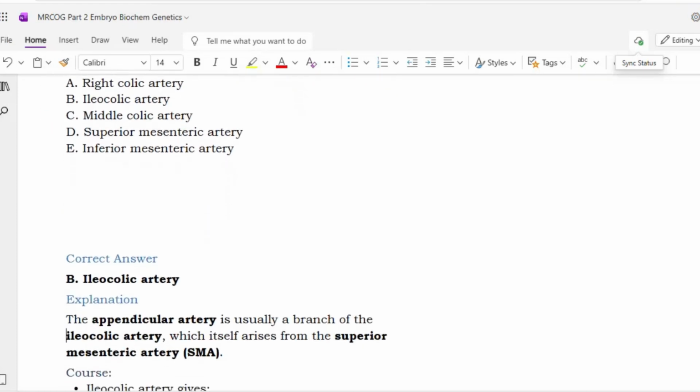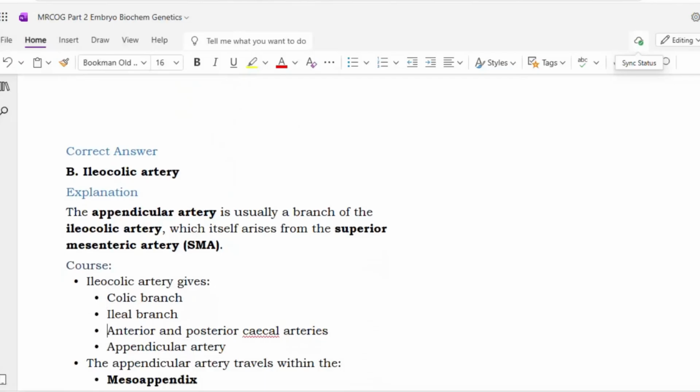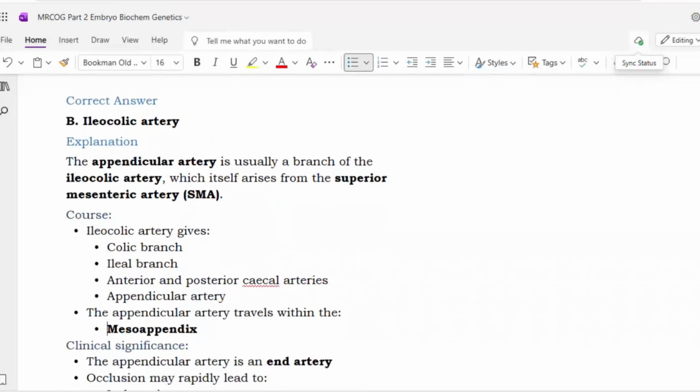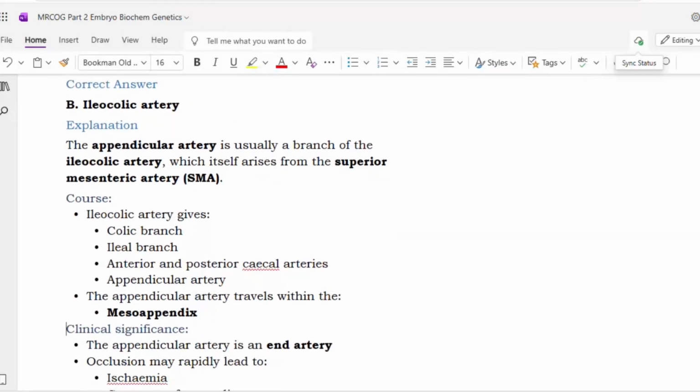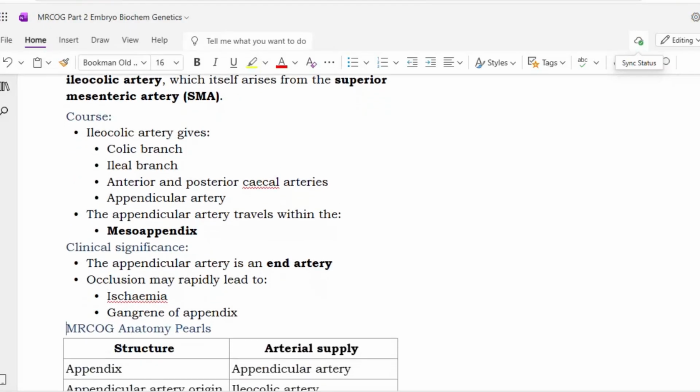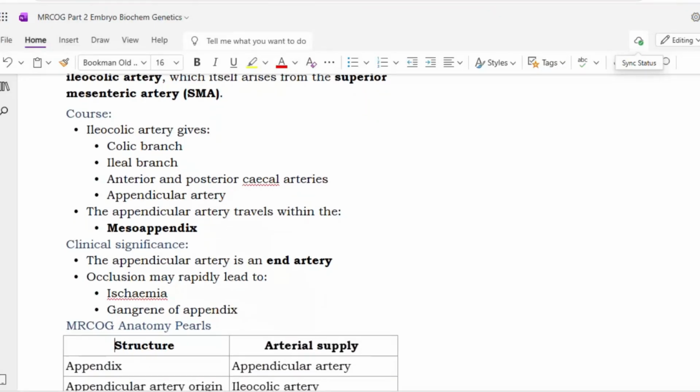Yes, this is also frequently asked. The appendicular artery is usually a branch of the ileocolic artery, which itself arises from the superior mesenteric artery. Ileocolic artery gives rise to colic branch, ileal branch, anterior and posterior cecal arteries, and appendicular artery. The appendicular artery travels within the mesoappendix. The appendicular artery is an end artery. Occlusion will rapidly lead to ischemia and gangrene of the appendix.